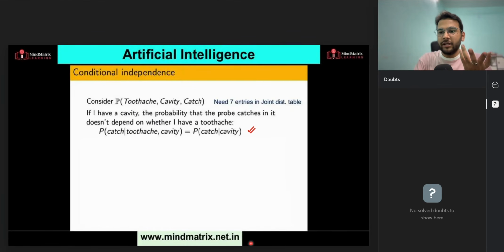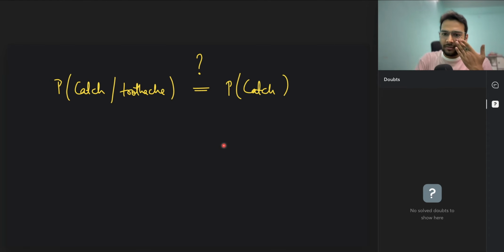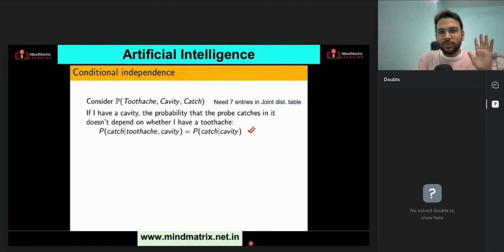Because here we have eliminated toothache, right? What about this one? Are toothache and catch independent? That's what I'm asking you. Here I have removed toothache because it is already given to you that cavity is there. Cavity has already occurred, right? And then for the probability of getting a catch or getting a microbe, in that case, toothache is not playing any important role, right? So we can eliminate it.